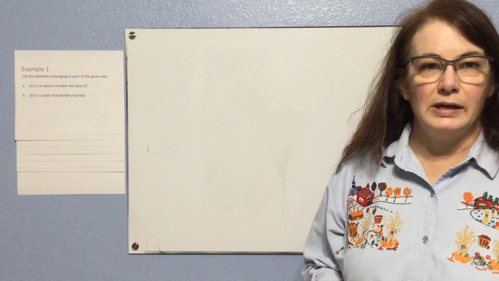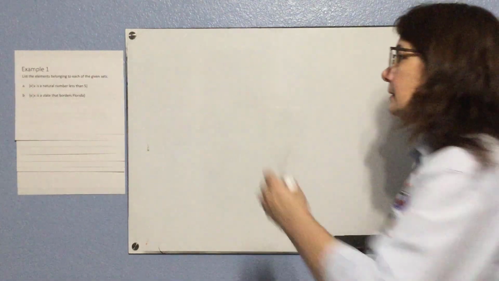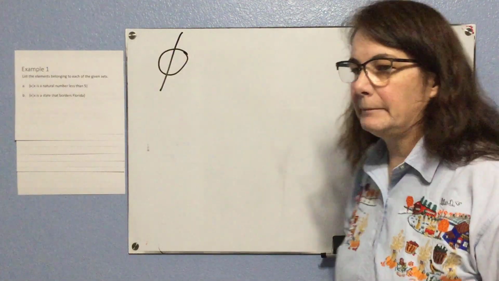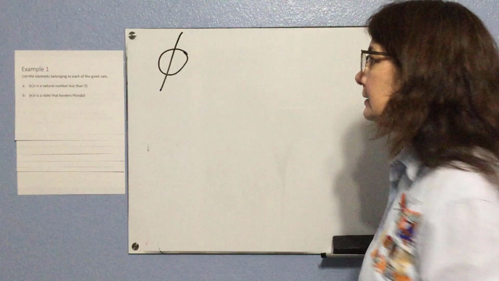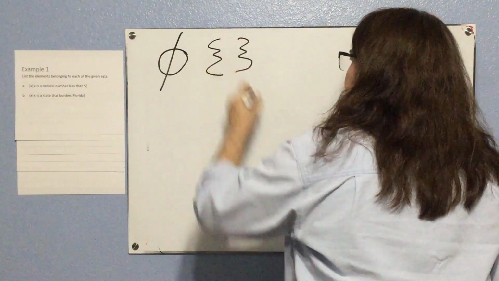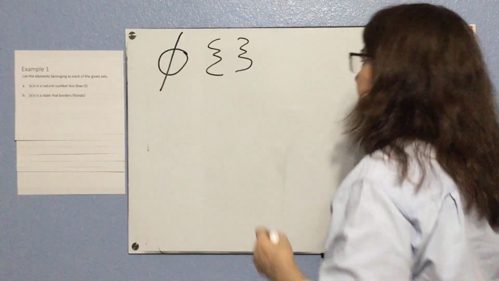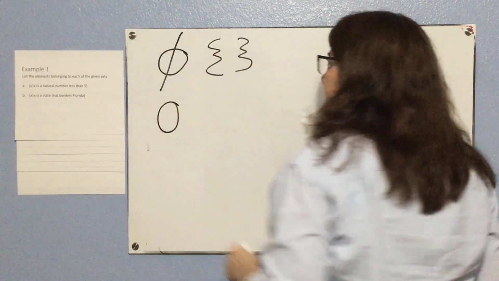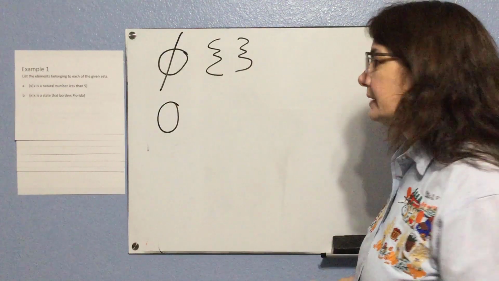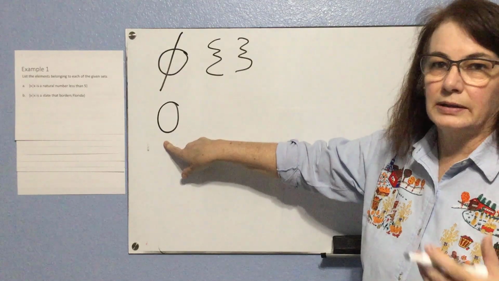Another symbol that you'll see when we're working with sets is the symbol for an empty set, which is a circle with a slash through it. This is the empty set. The empty set could also be written as a set of curly braces with nothing inside. These are equivalent. 0 is not the empty set. 0 could be an element in a set, but 0 written this way is just the number 0.